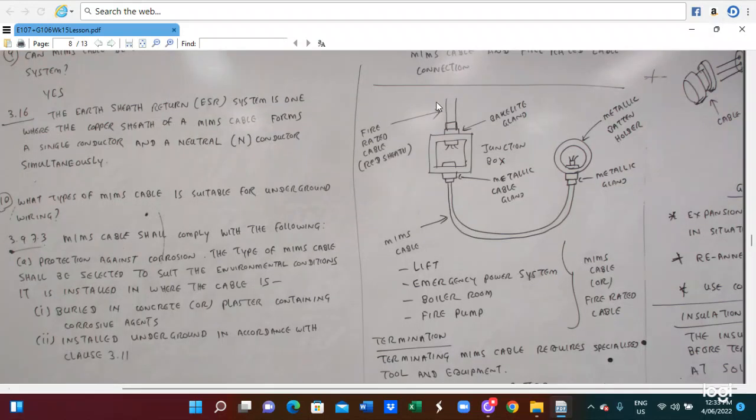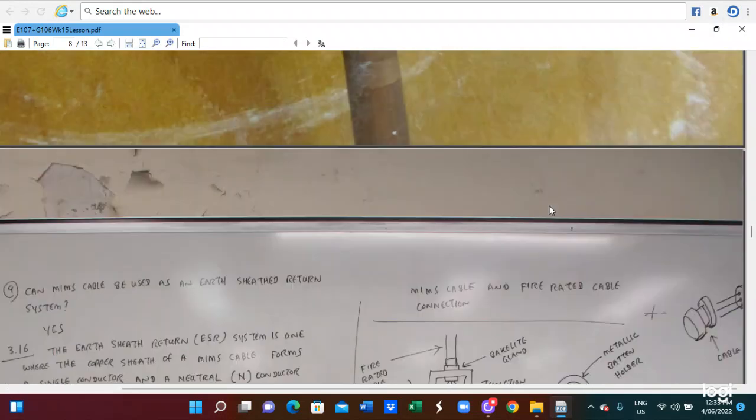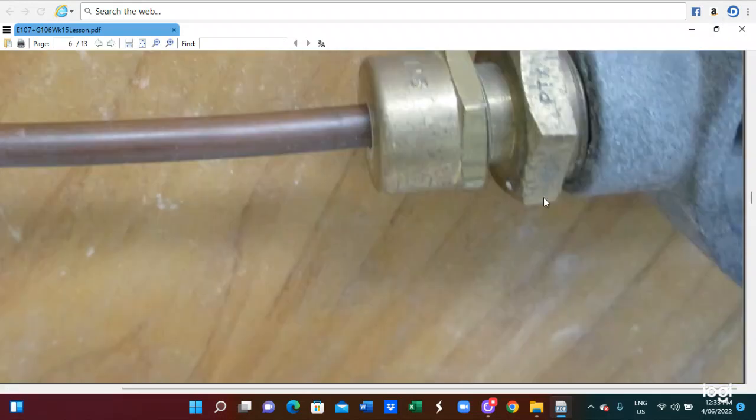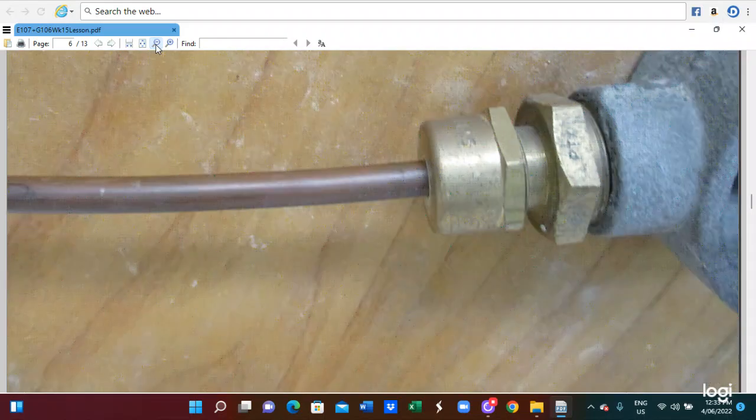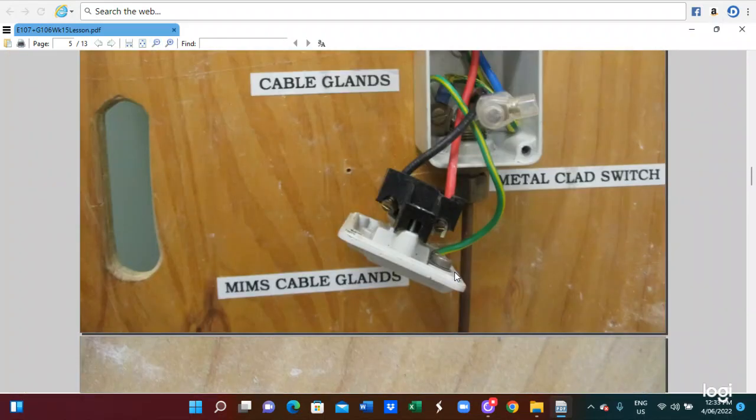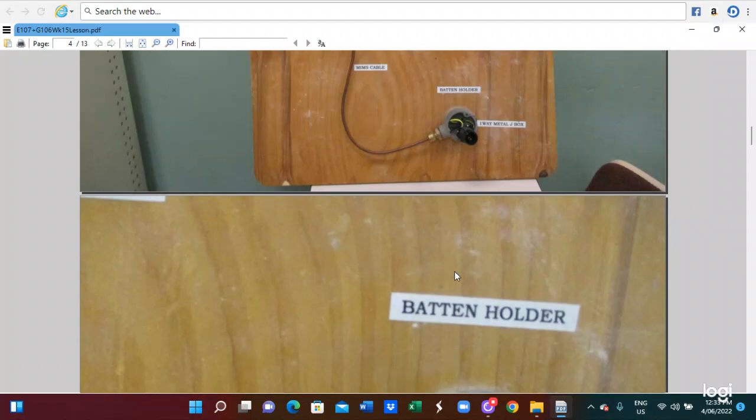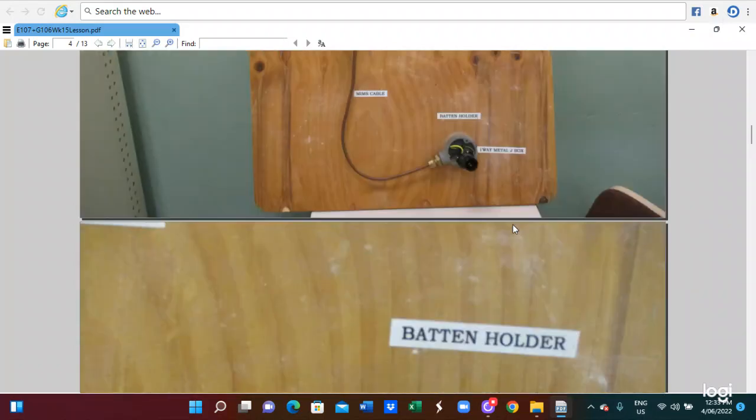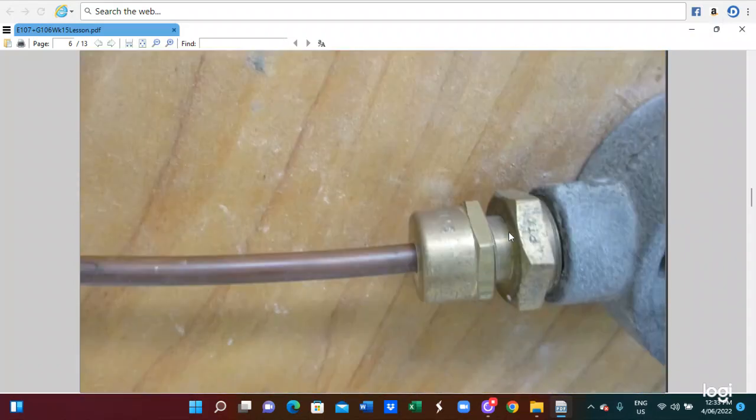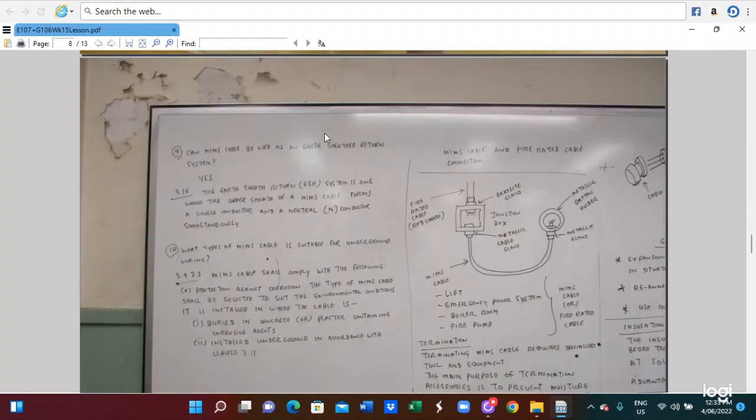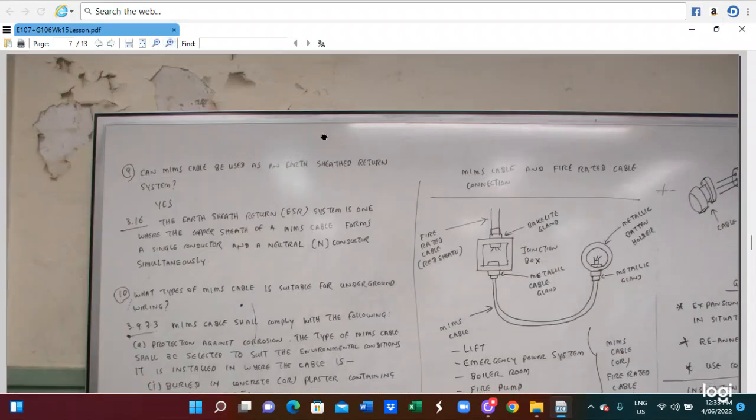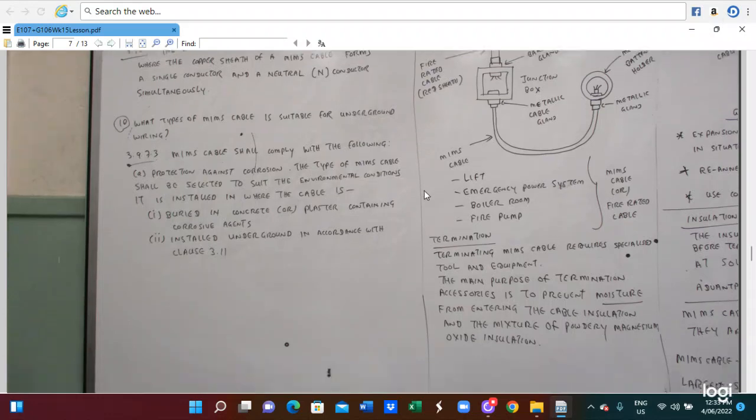Here is a PVC-rated cable. This is a junction box, a breaking gland. This is the metal cable gland, and this is the connection of the metal gland. So this is the construction diagram. This diagram is the physical diagram. This is a physical diagram. This is the circuit drawing. This is the drawing of the MIMS cable. And here is the connection of the clamp. We have to use it for a lift.